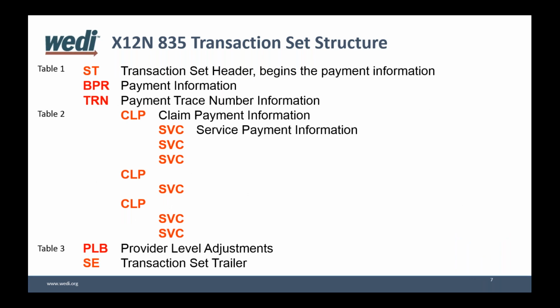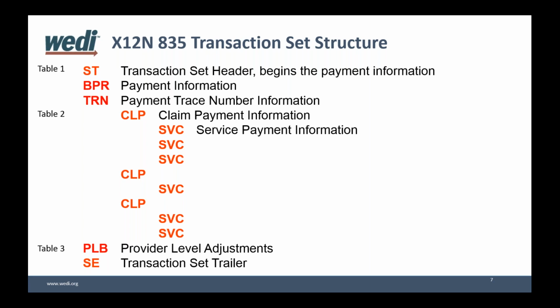Now, this is an extremely high-level representation of the 835. We're just going to point out the segments that are involved in balancing today. So know that there's many, many, many other segments, but we're not going to focus on those. So we start with the ST, as we mentioned in the previous slide, and that's your transaction set header. This is the beginning of what you would call a payment.